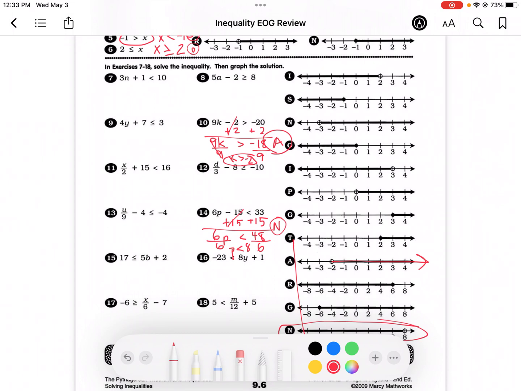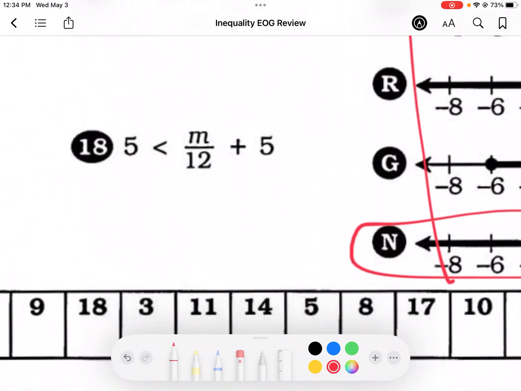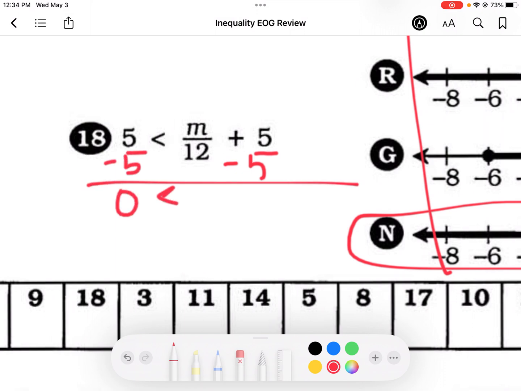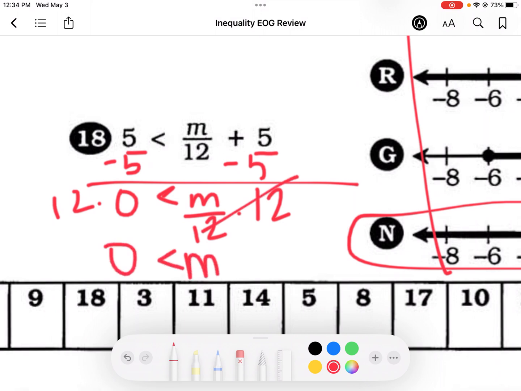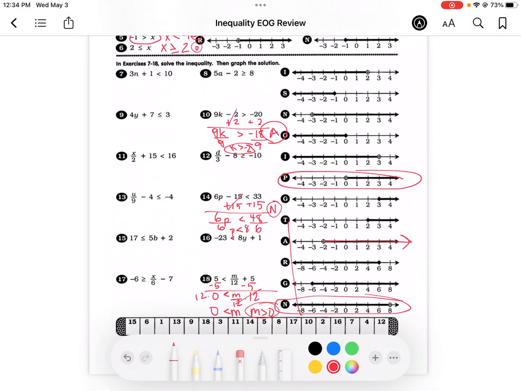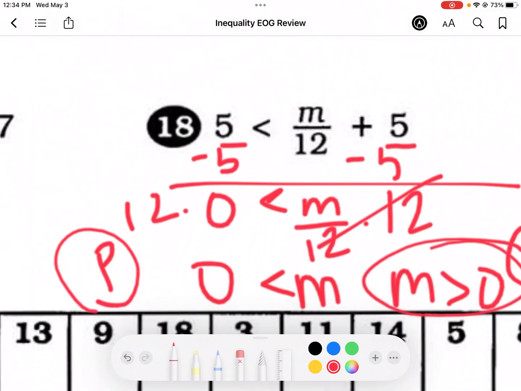All right, let's go ahead and do 18. So I'm going to subtract 5 on each side, and I get 0 is less than m divided by 12. I'm going to multiply by 12 on each side. So m is greater than 0. So I need an open dot on 0, and I need greater than. All right, so if you have any questions on that side, that's what you're going to be doing.